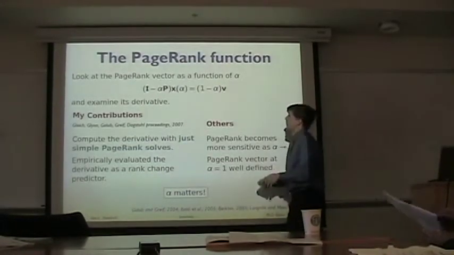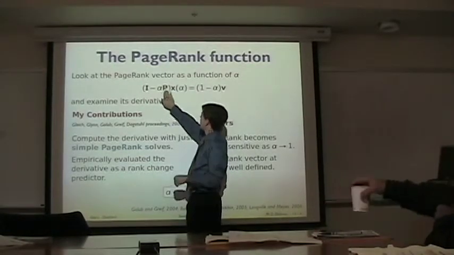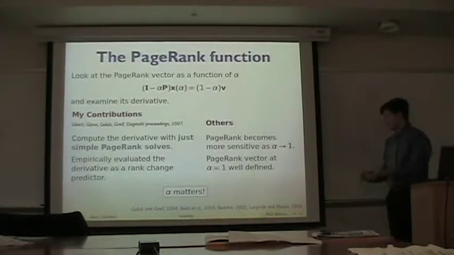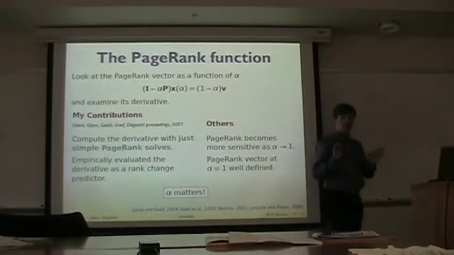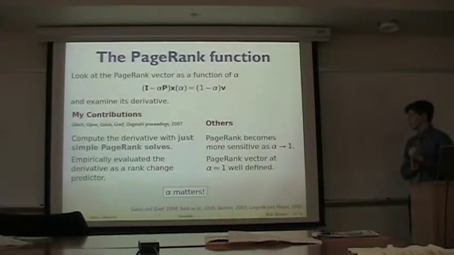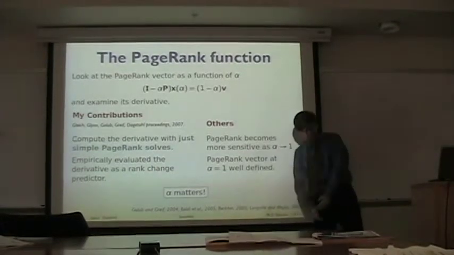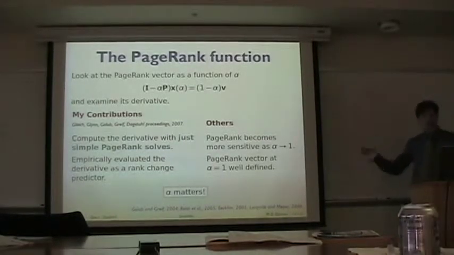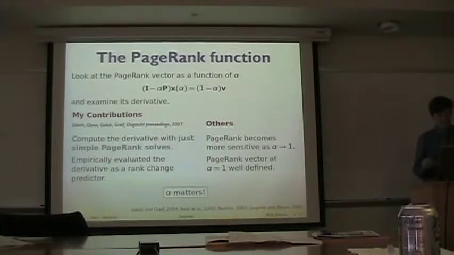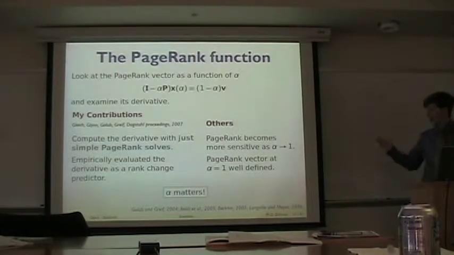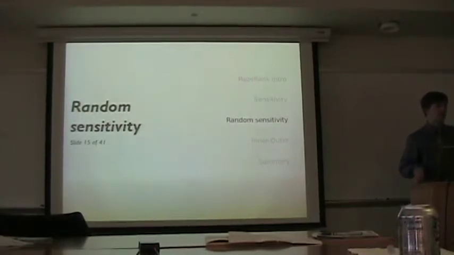At alpha equal to 1, if you know a little bit about linear algebra, you'll recognize that this linear system goes singular, which would mean that there are multiple solutions in general. It turns out that if you take the limit as alpha goes to 1, that's a perfectly well-defined quantity. What I'd like you to take away from this is that alpha matters. What value you pick determines a lot of things, and you can look at the derivative as some sort of sensitivity measure, but it ends up being largely proportional to PageRank, and there's something lacking here. What should you pick as alpha is the question I have at the end of this, and hold on to that question for one moment.